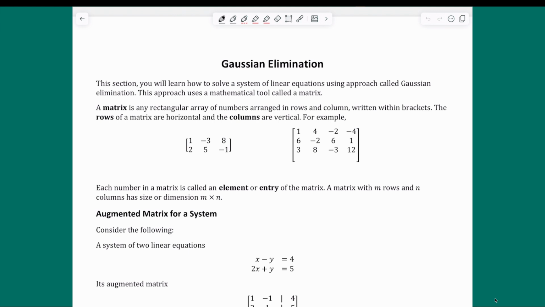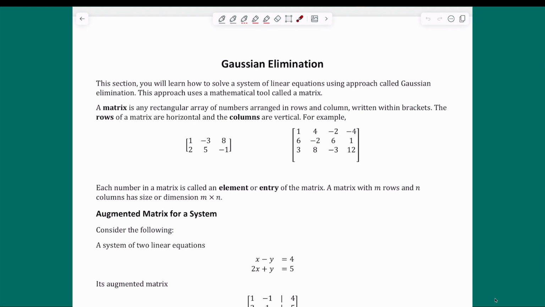The rows of a matrix are horizontal and the columns are vertical. So for example, we have the matrix 1, negative 3, 8, 2, 5, negative 1. Once again, our rows are 1, negative 3, 8, and the other row is 2, 5, negative 1, where we have columns 1, 2, and negative 3, 5, and 8, negative 1. And then we have another matrix here with 3 rows and 4 columns.